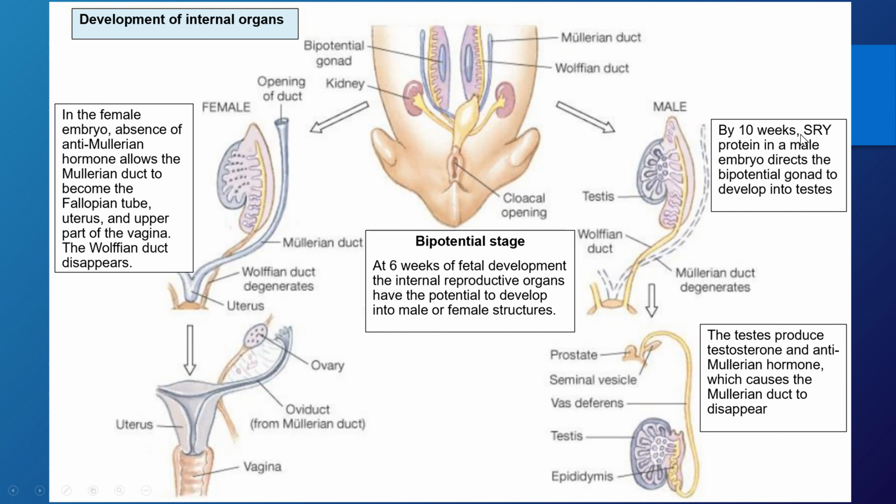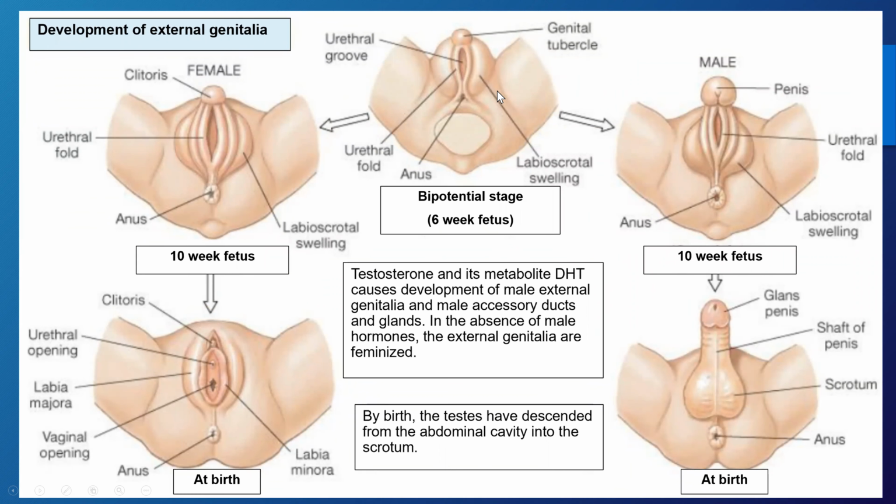If this gene is absent, the protein is absent, then the embryo develops into a female, right? And we end up with vagina, uterus, and oviduct, and so on, right? So we develop toward the female internal and external genitalia. And the same happens with external genitalia: bipotential stage at week 6, and then at week 10, it depends if you have testosterone or not in the blood at this point. The embryo will develop into a male at birth or female at birth, right?